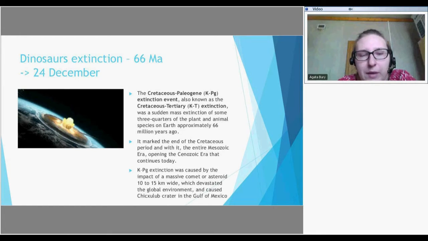The remnants of this impact we have in the Chicxulub crater in the Gulf of Mexico, and that giant impact caused many tsunamis, many gases and ashes appeared in the atmosphere, and there was a global winter, which caused this giant extinction.